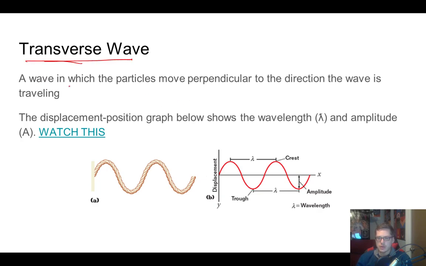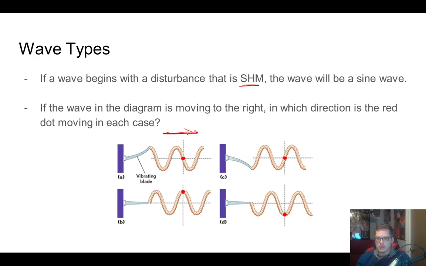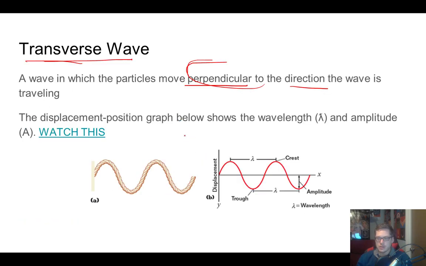Transverse waves are waves in which the particles move perpendicular to the direction of the wave. So this is the key right here: perpendicular to the direction of the wave. Just like this, the wave was going this way, right? But the particle motion was going up and then down, right? And so this is a 90-degree angle to the motion of the wave. And so that gives us the perpendicular motion of the particles to the direction of the wave.